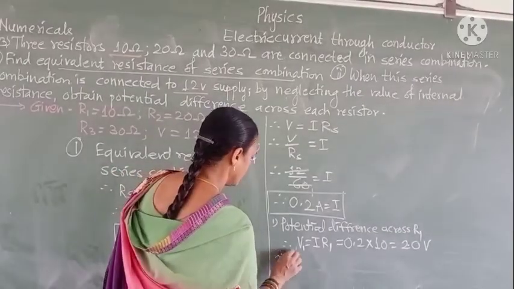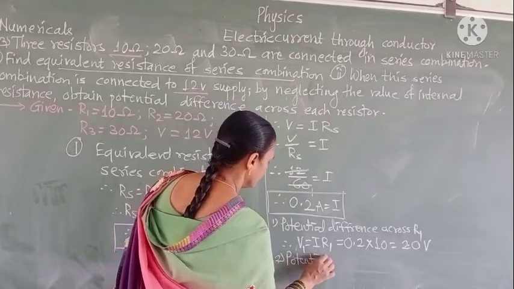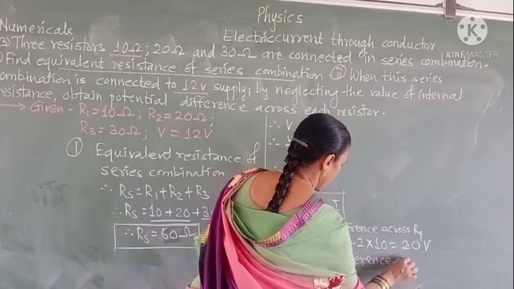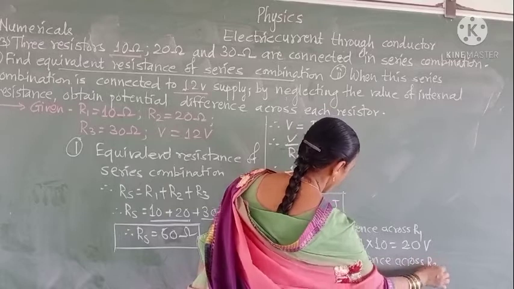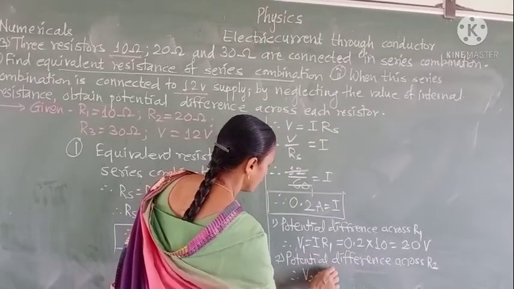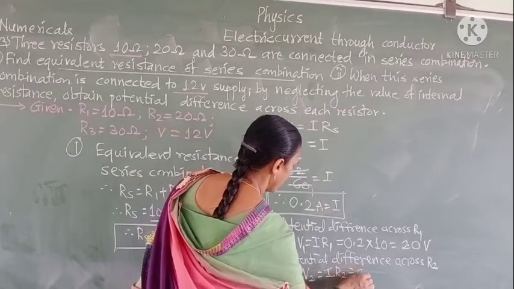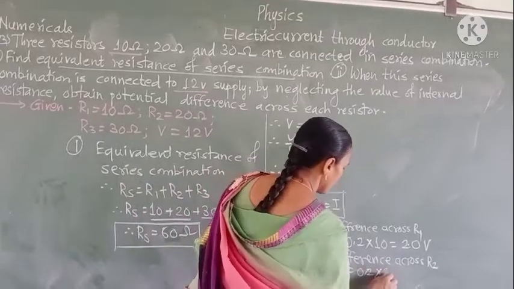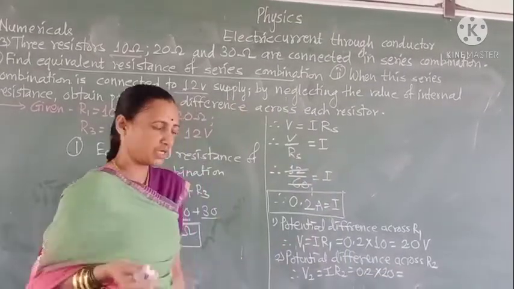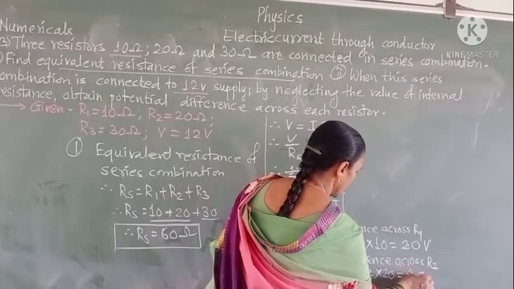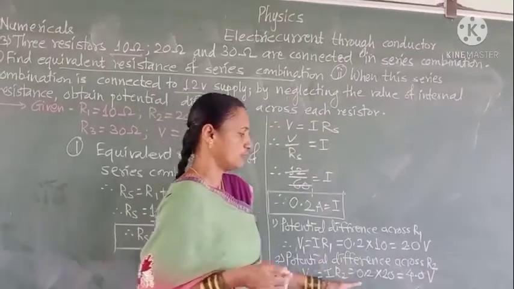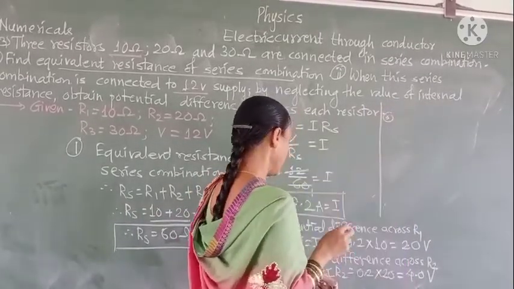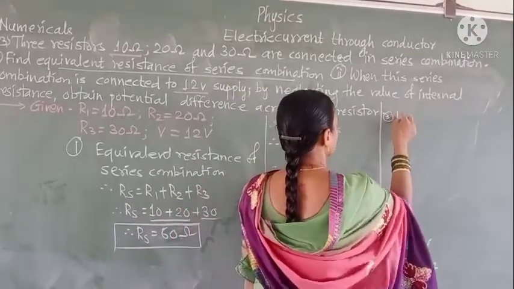Then we have to calculate the potential difference across R2, means V2 is equal to I R2. I having the value 0.2 into R2 having the value 20. That is 20 into 2, that is 40, so we get the value of V2 which is equal to 4 volt. Then we have to calculate the potential difference across R3.